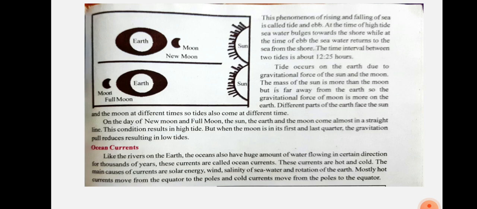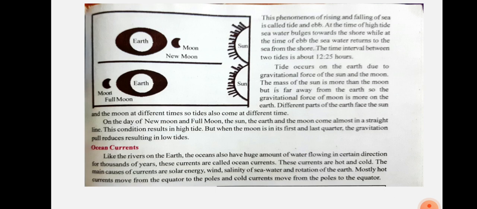Different parts of the earth face the sun and the moon at different times. So, tides also come at different time. Different parts of earth face the sun and moon at different time because of rotation and revolution. So the tides also come at different time. They don't have any fixed time.